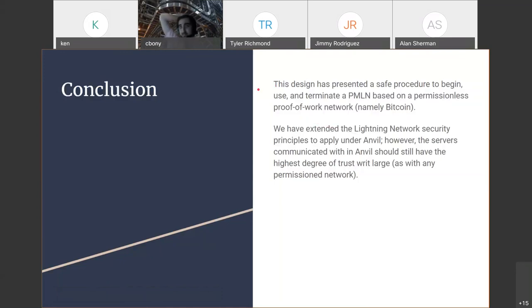So this design has presented a safe procedure to begin, use, and terminate PMLN based on a network like Bitcoin. I have done my best to have security proofs that extend Lightning Network security to Anvil, and I believe that those proofs are solid, but I haven't put them through any formal methods or anything like that. And of course, you should trust the PMLN you're interacting with, just as you should, in theory, trust the person you're transacting with on a Lightning Network, though there is far less risk in that case because no one owns a parent transaction.